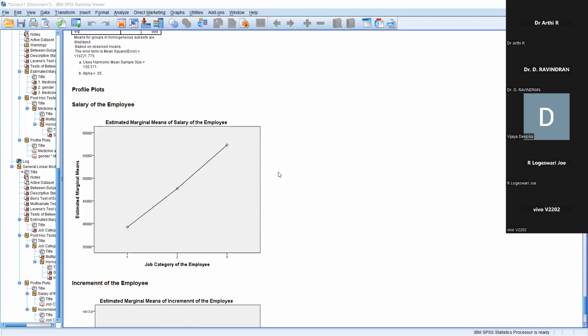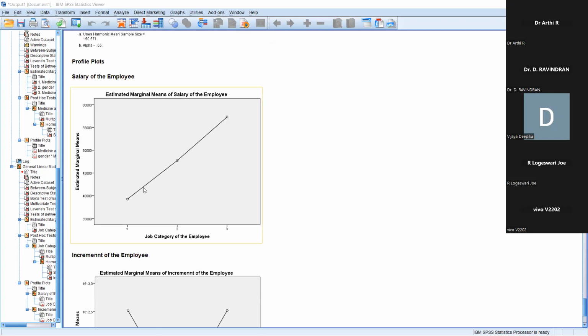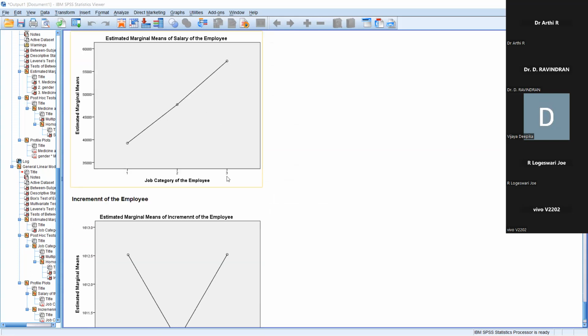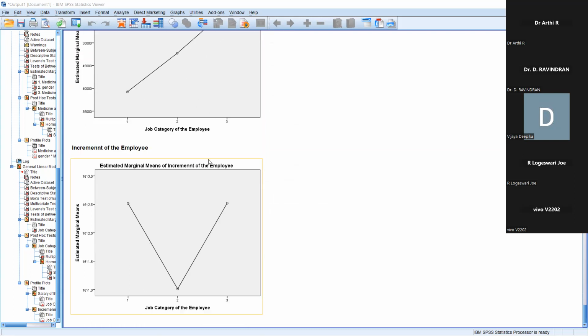Okay. So coming down to the profile plot, you find that the salary increases among all categories. For job 1, it is less. For job 2, it is slightly higher. For job 3, it is even higher. Then coming to the increment, you find a V shape here, which means that the increment for group 1 category is around 1612, but for group 2, it is 1611. So it's not a great difference, probably 1 rupee difference. That is why it did not come as significant in our output.